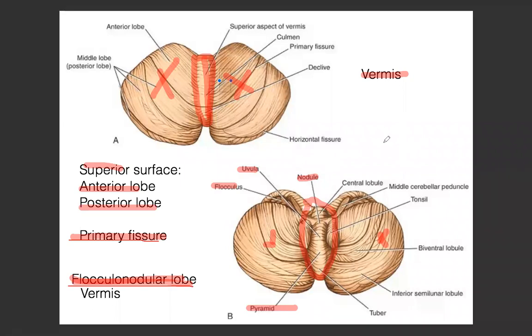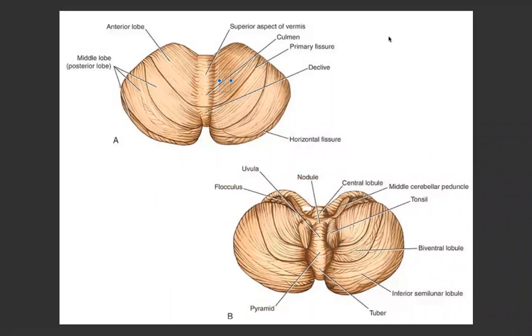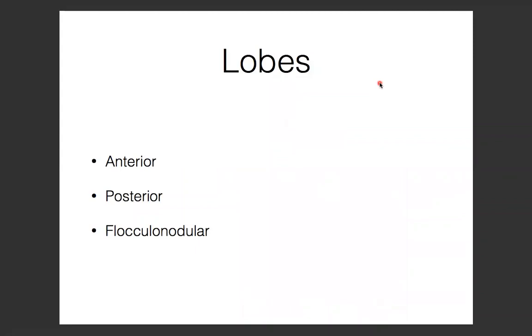Okay, so that is basically the anatomical division. Keep in mind the names: anterior, posterior, and flocculonodular lobes. They're written here: the anterior lobe, the posterior lobe, and the flocculonodular lobe.